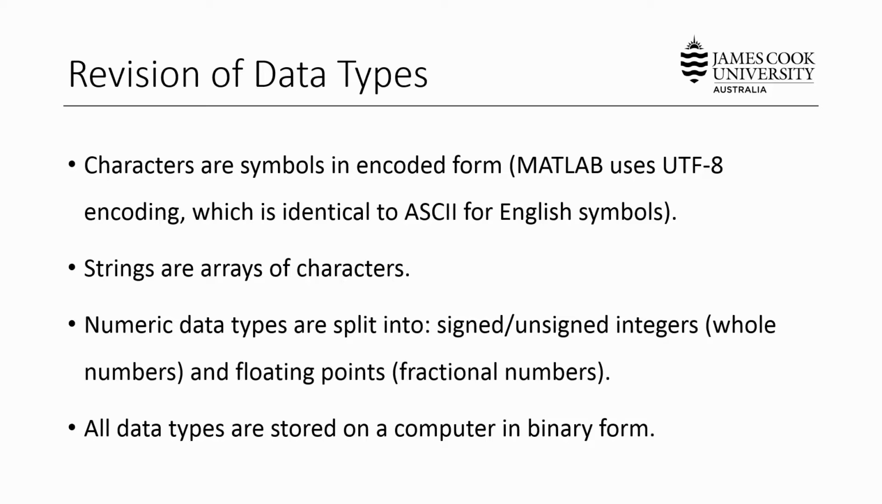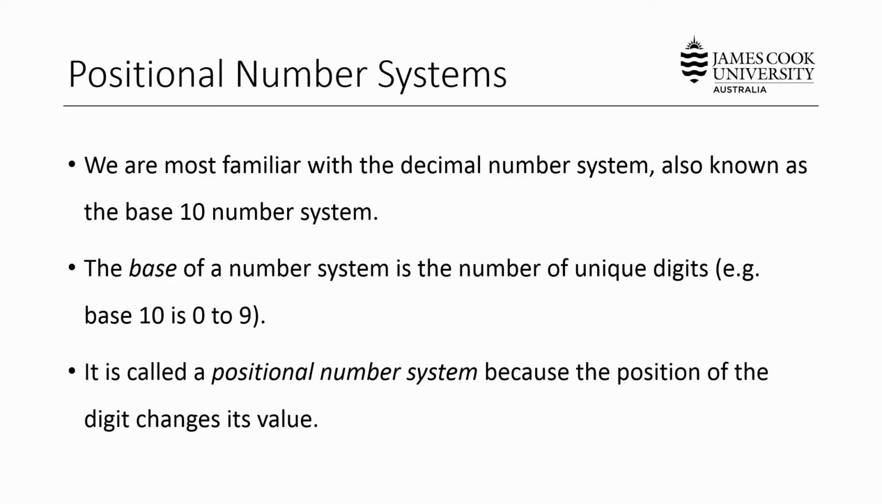But in the end, all data types are stored on a computer in binary form. A computer can only read numbers, and the most efficient way to do that is in binary. So we're going to talk in more detail about binary in particular. Binary is a positional number system, but the most familiar positional number system that we use is decimal, right? What's decimal? It's actually the base 10 number system, okay? So it's known as the base 10 number system. The base of a number system is just the number of unique digits that you can represent with a number, okay?